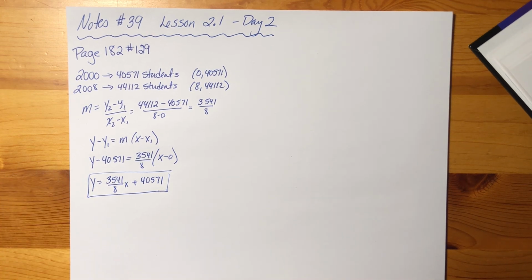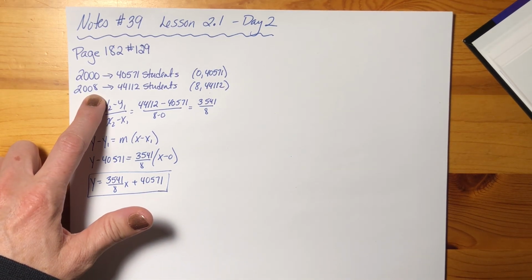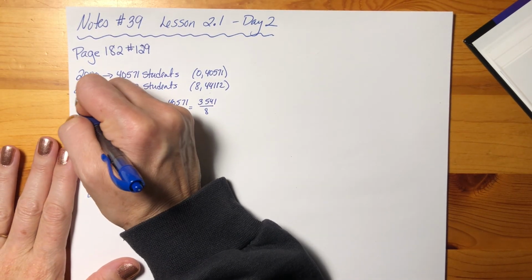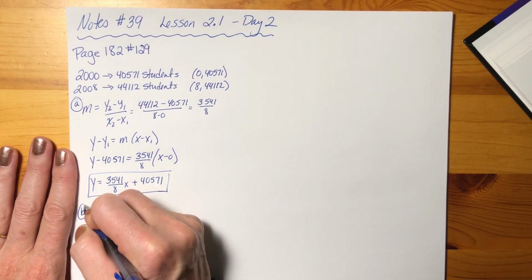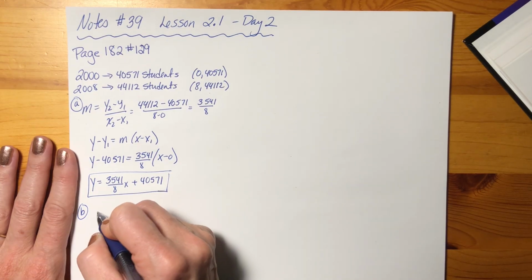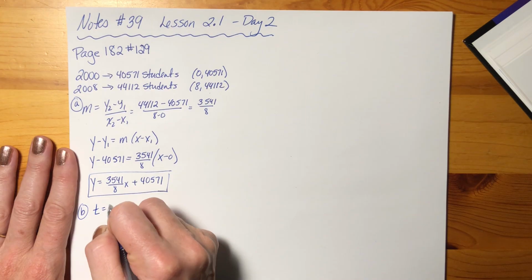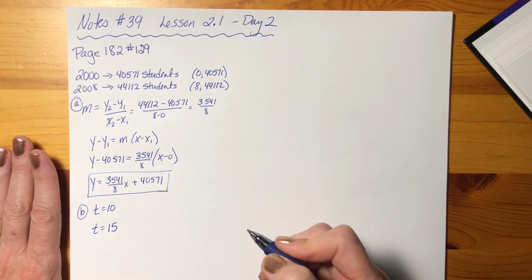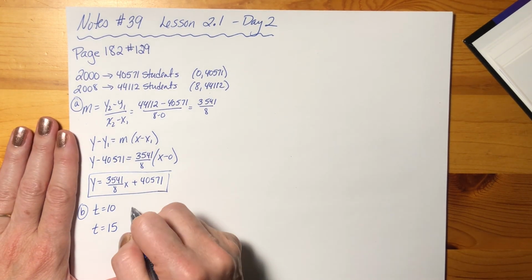Now, part B says, use your model to predict enrollments from 2010 to 2015. Now, as your future statistics teacher, I'm going to tell you to proceed with caution. Do not extrapolate outside the data set. They are asking you to extrapolate outside the data set, okay? Not a good thing to do. So they want you to figure out 2010, so we're going to let t equal 10, and they want us to figure out 2015, so t equals 15. We will proceed with caution because this is what the book is asking us to do.